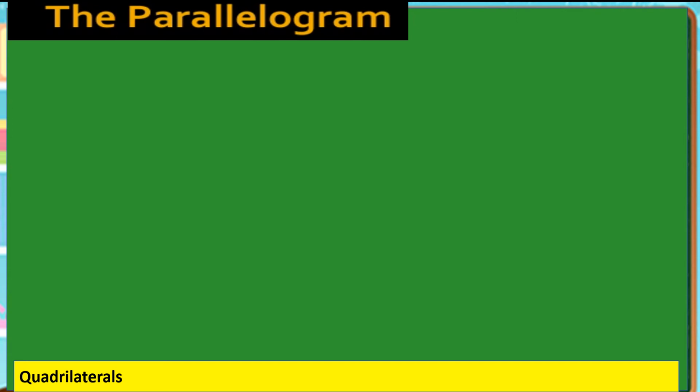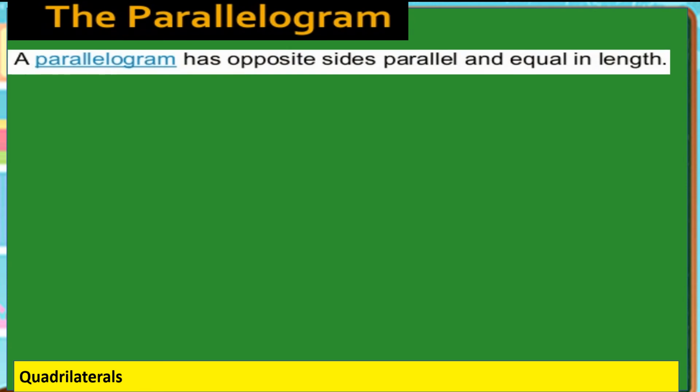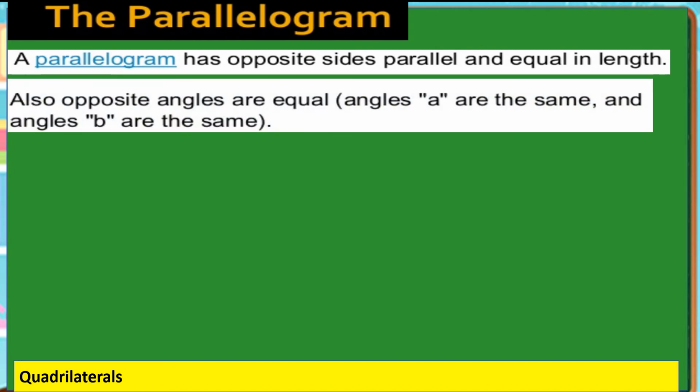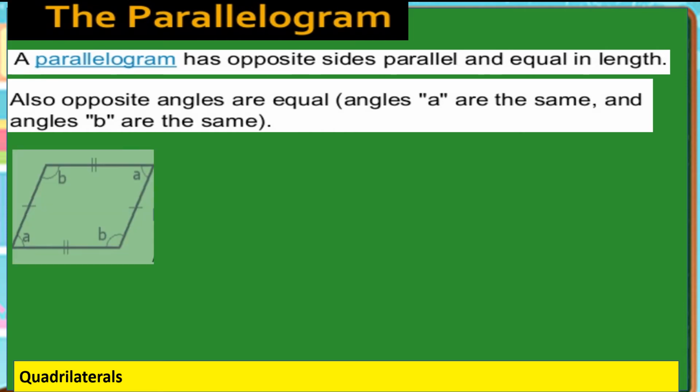Another type of quadrilateral is a parallelogram. A parallelogram has opposite sides parallel and equal in length. Also, opposite angles are equal. Okay, here is the figure. Angle B is congruent to angle B, angle A is congruent to angle A. This line segment is parallel and equal to this segment. The same with this segment, which is congruent and parallel to this segment.